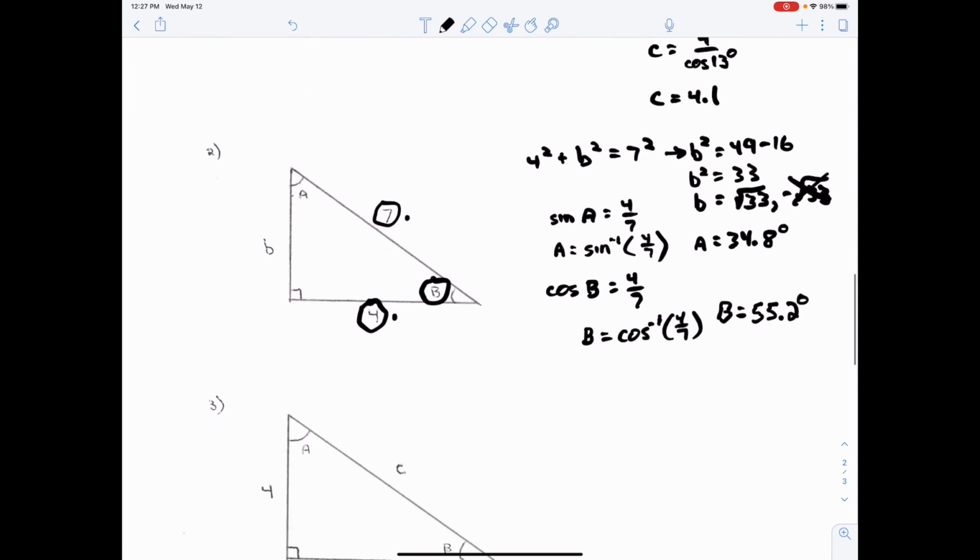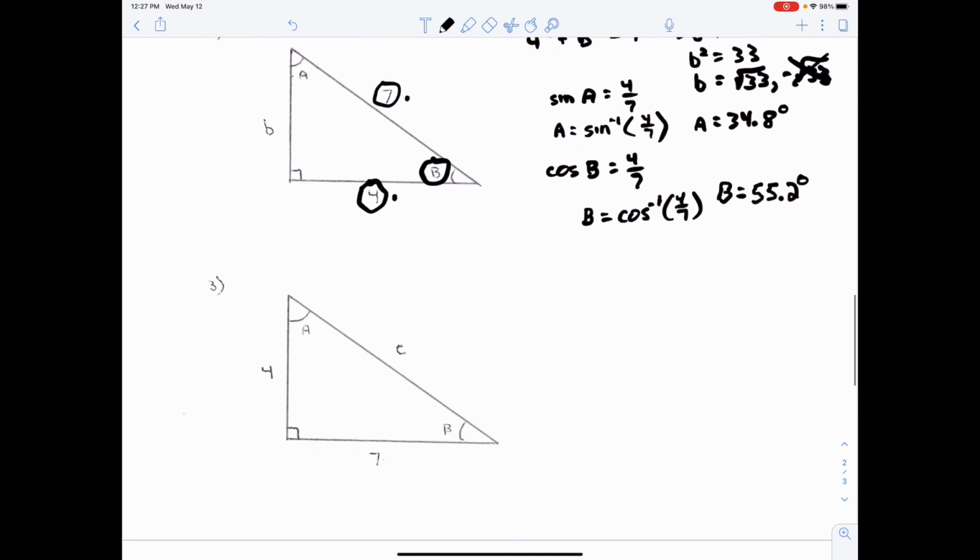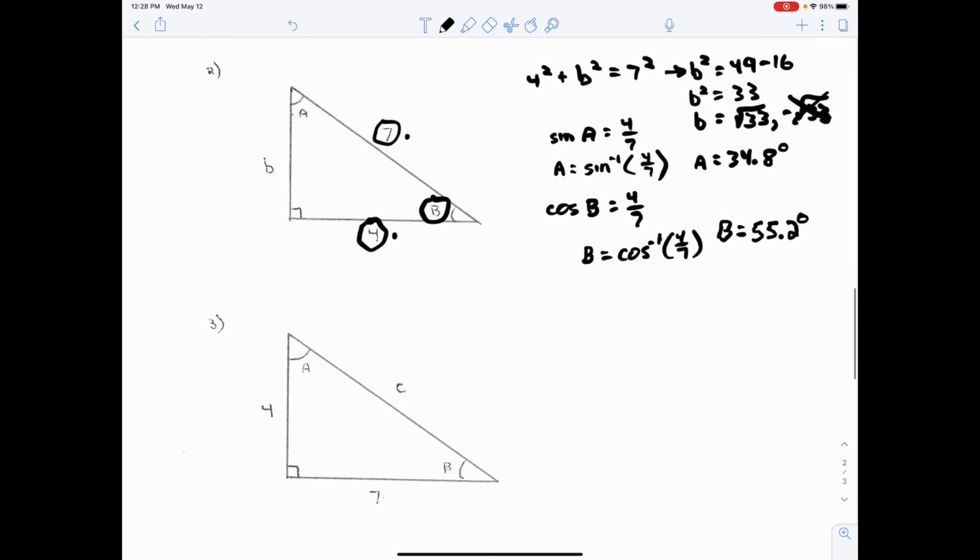Okay, let's just take a look at one. Notice what I've given you is different things here. On problem 1, I gave you one angle and one side. On problem 2, I gave you two sides. On problem 3, I've given you two sides, but they're different than the two sides I gave you in number 2. On 2, I gave you one of the sides and the hypotenuse. On number 3, I haven't given you any hypotenuse. So what have I given you? I've given you the 4 and the 7.